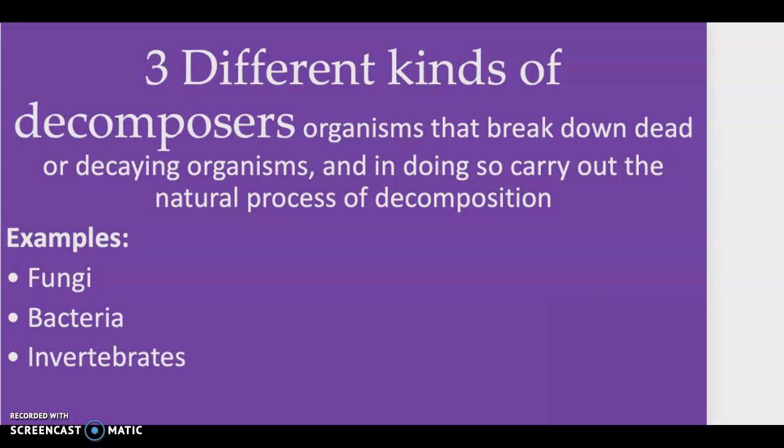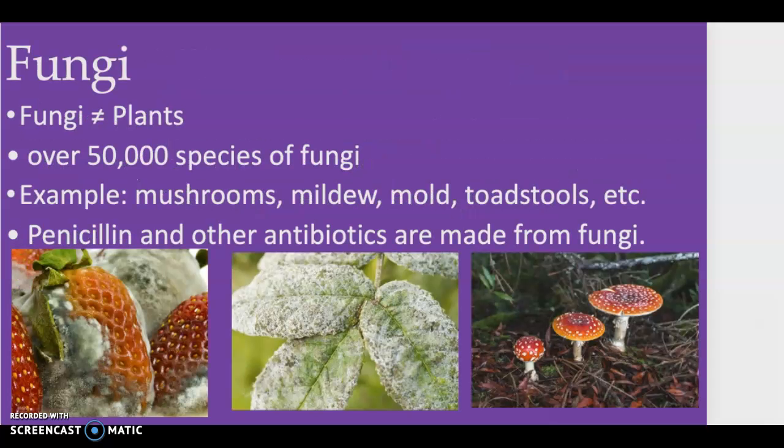All right, we're going to talk about the three different kinds of decomposers. Remember, decomposers are organisms that break down dead and decaying organisms, and they carry out the natural process of decomposition. All right, the three: fungi, bacteria, and invertebrates. Let's go to the first one, fungi. Again, you're going to want to write some of this information underneath your little fungi flap on your packet.